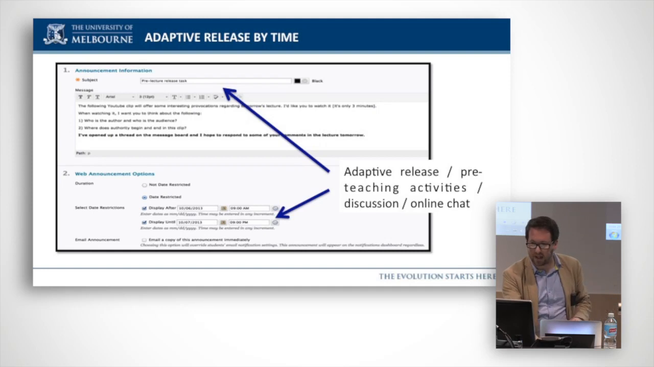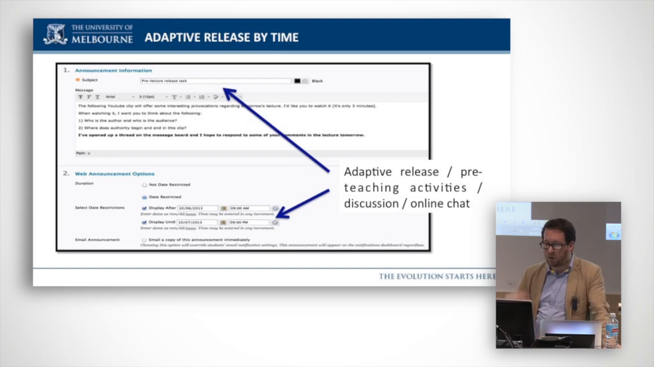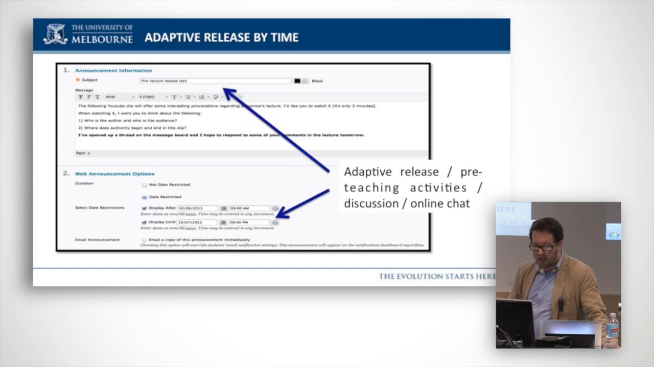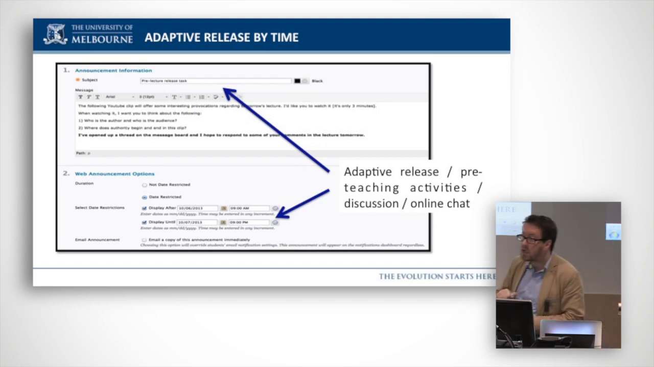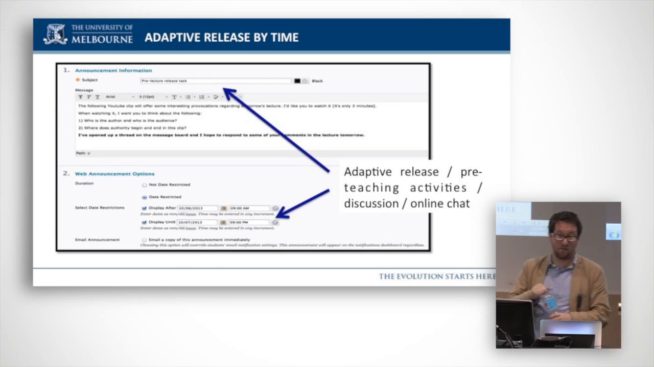Adaptive release by time. So that's kind of what it looks like. For instance, I might want to do a pre-lecture release task, okay? So I'm going to offer them a YouTube clip, and I'm going to set certain parameters for when it is released. But I know when I'm going to release it based on information I've already gained about when they're online. So if I know my students are online on Sunday night, I'm going to release some material for Sunday night. I don't have to be there when they're online.